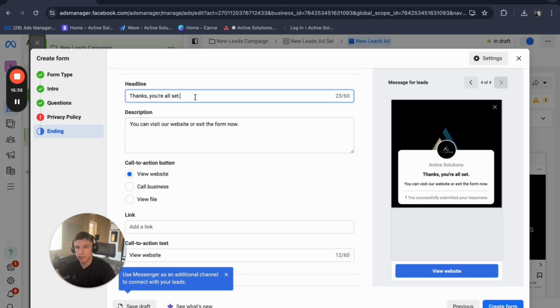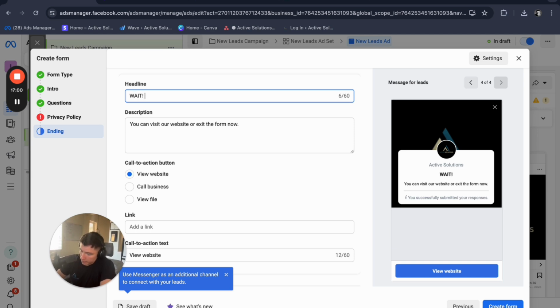And then the ending is where a lot of people make the mistake, is that some people are more ready to go and more motivated than others, right? So some people will create lead forms and just leave it like this: Thanks, you're all set. View our website, whatever it might be. What you want to do is have a specific call to action after they sign up.